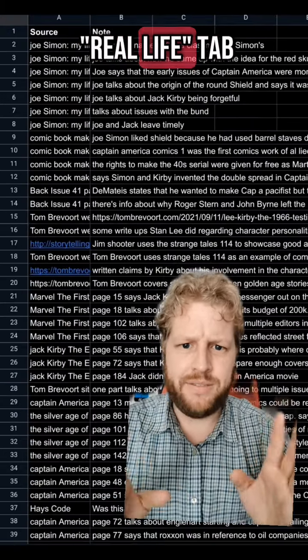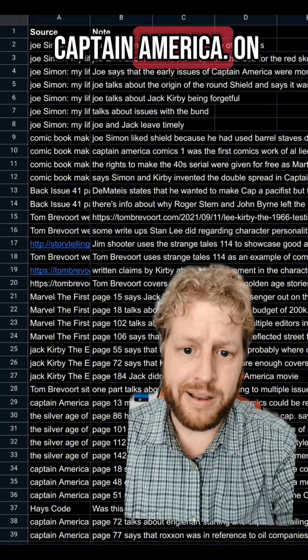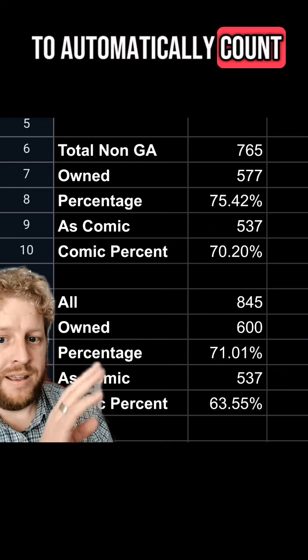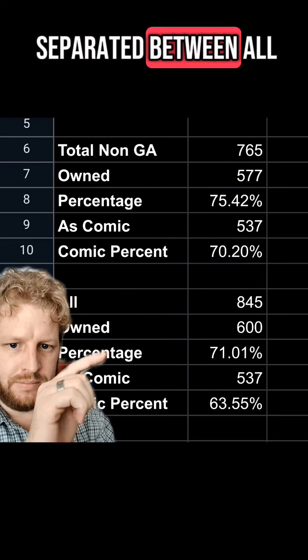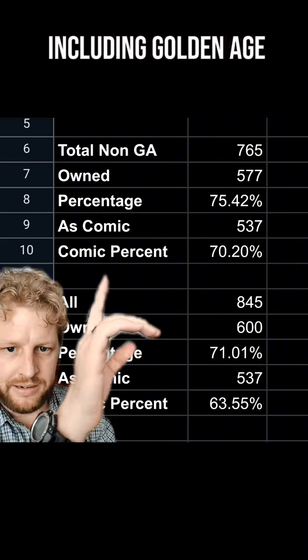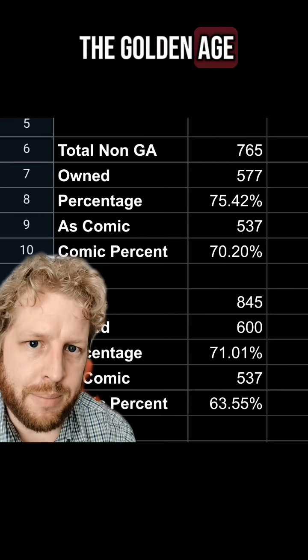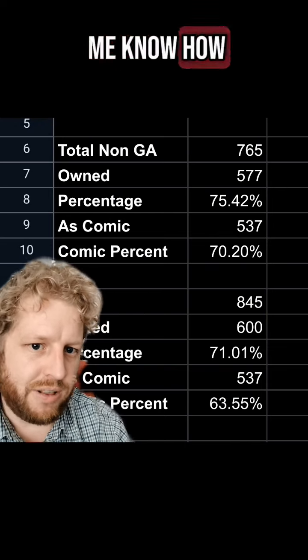This is my real life tab where it talks about biographies and stuff where they talk about Captain America. On a different page, I've got some formulas set up to automatically count what percentage of things I own. I've got it separated between all the comics, including Golden Age and excluding the Golden Age comics, because realistically the Golden Age comics are expensive and I will probably never own them all. But this lets me know how close I am on both.